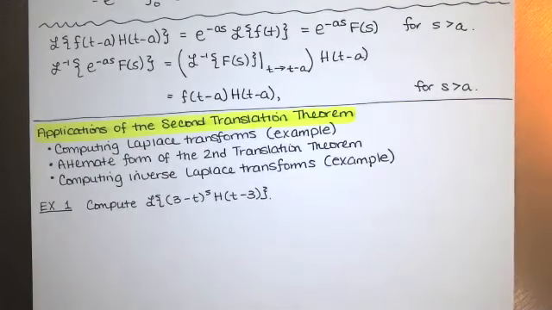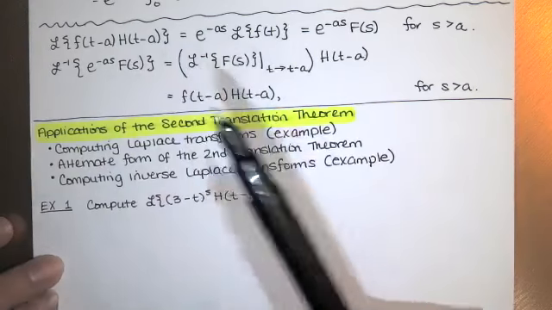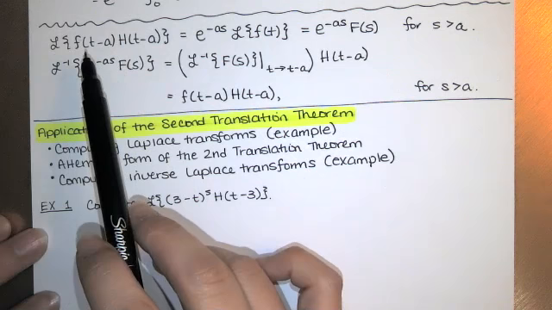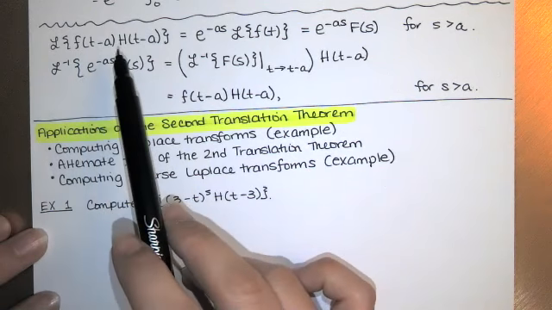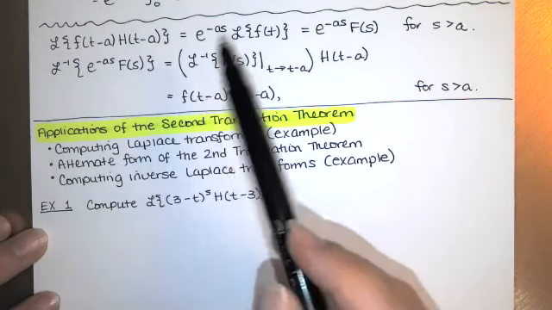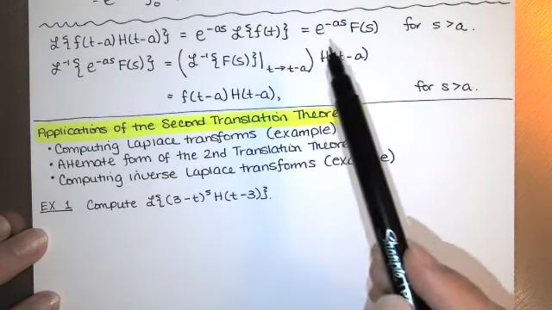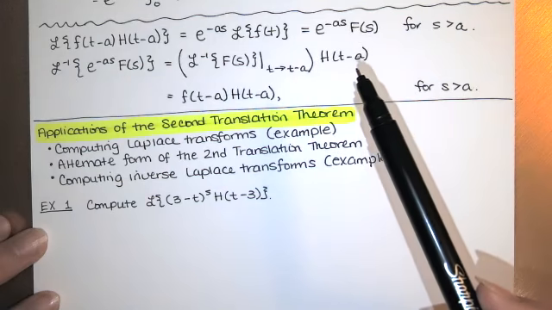In this video, we apply the second translation theorem, which we talked about in the last video. Remember what the second translation theorem said? It said if f(t) has a Laplace transform F(s), then the Laplace transform of f(t minus a) times h(t minus a) is e to the negative as times the Laplace transform of f(t). Or in other words, it's e to the negative as times F(s).